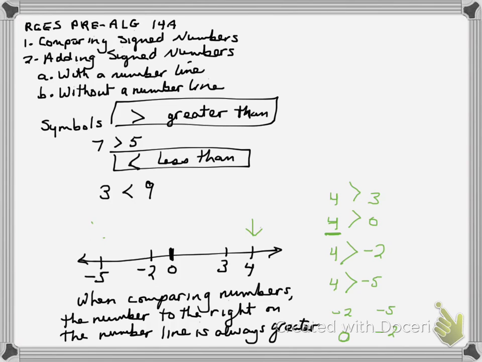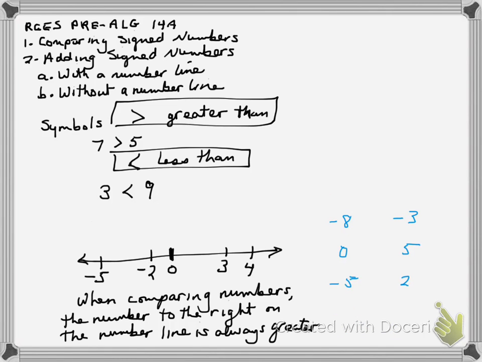Now let's look again. Next, we want to compare negative 2 and negative 5. There's a negative 2. There's a negative 5. Negative 2 is to the right of negative 5, so negative 2 is greater than negative 5. And finally, I want to compare again 0 and negative 2. There's 0, there's negative 2, 0 is to the right, and 0 is greater than negative 2. So that really is all there is to this idea of which is greater, comparing two numbers, considering the number line. Now let me give you a few more for you to do.